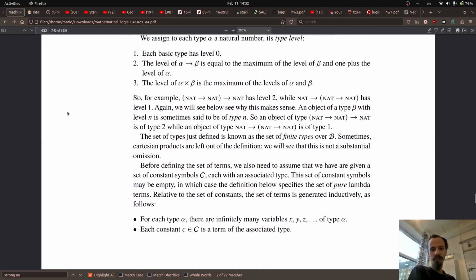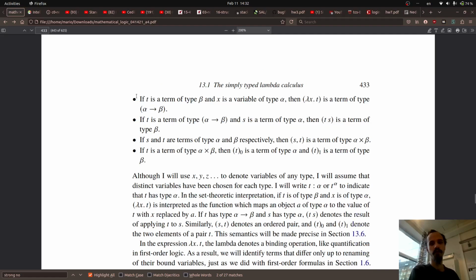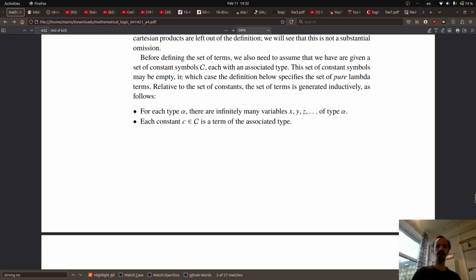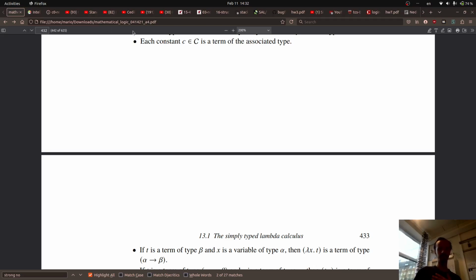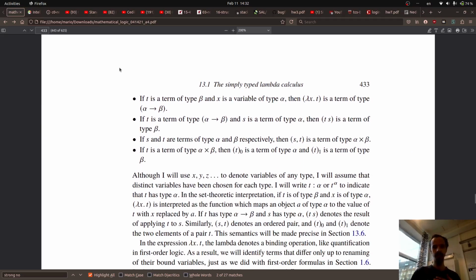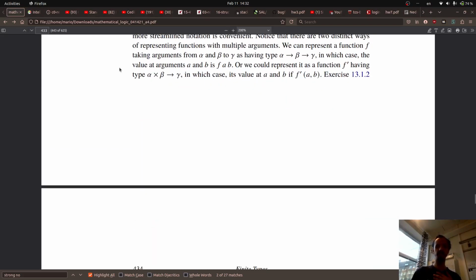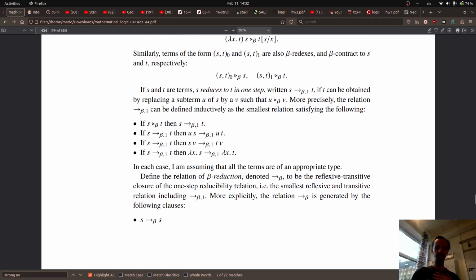But okay, I'll just tell you that most of what I've written is a simplified version of the simply typed lambda calculus, which also includes products, and I'm skipping that. By the way, this is Mathematical Logic by Jeremy Avigad. I'll send a link later. This is the definition of the simply typed lambda calculus, and this book also has a definition of one-step reduction, and I see already that I've missed a step.